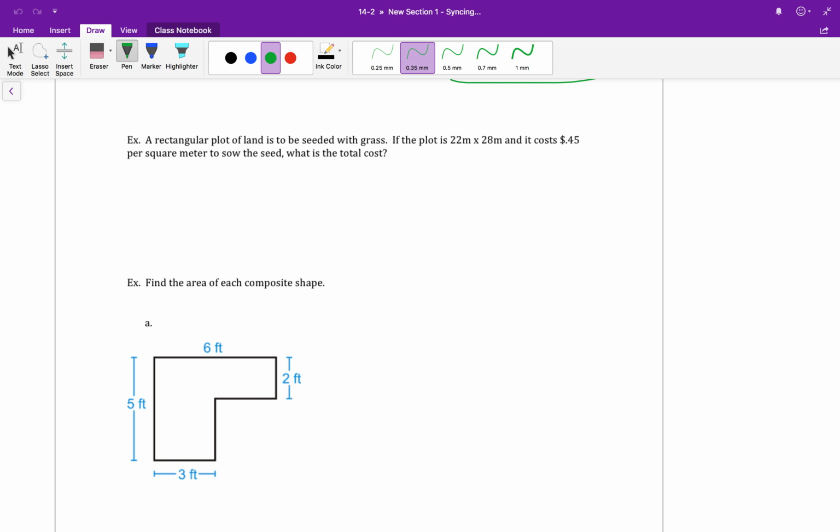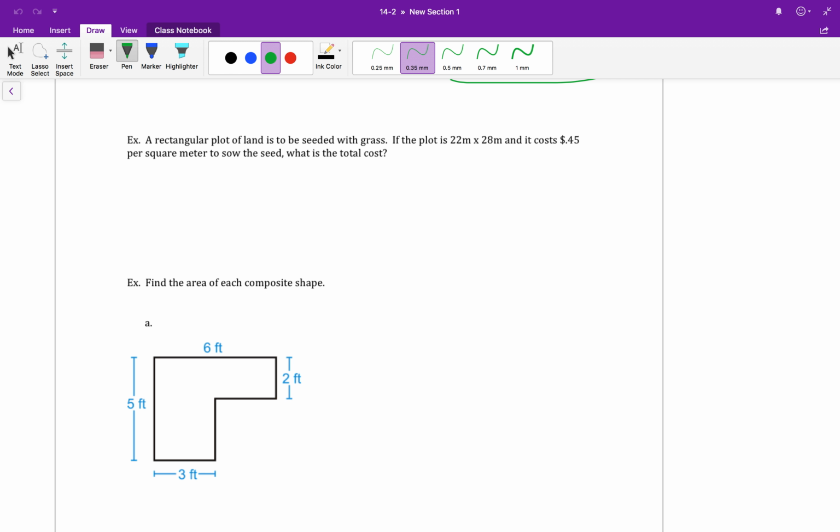We're going to keep working on using those area formulas to help us solve the problems. So first, we've got a rectangular plot of land, and we're supposed to seed it with grass. So basically throw grass seeds all over this rectangular shape. The plot is 22 meters by 28 meters, and it costs 45 cents per square meter to sow the seeds.